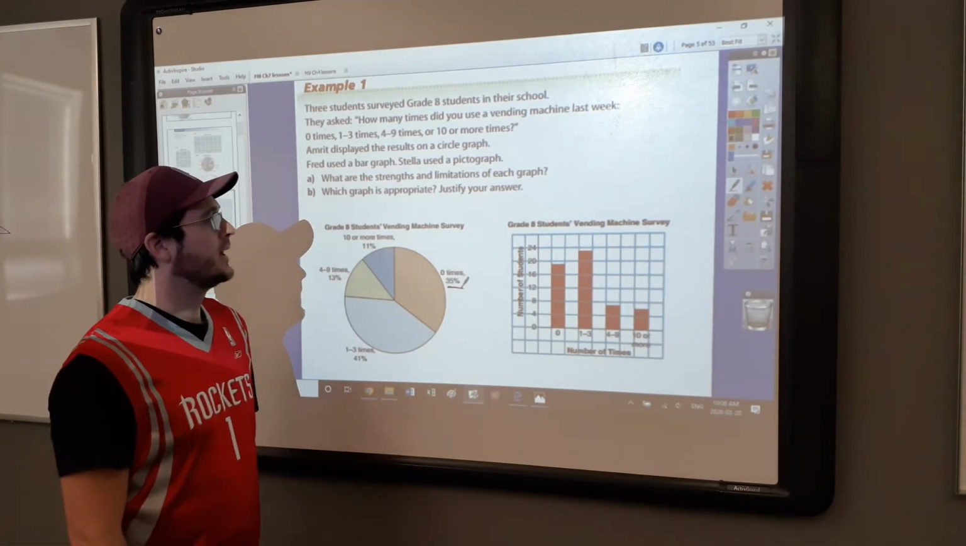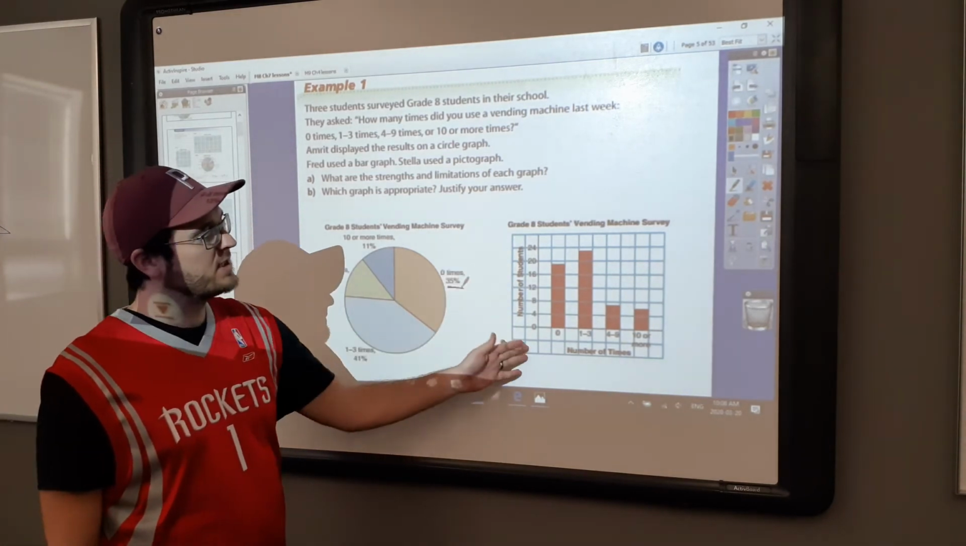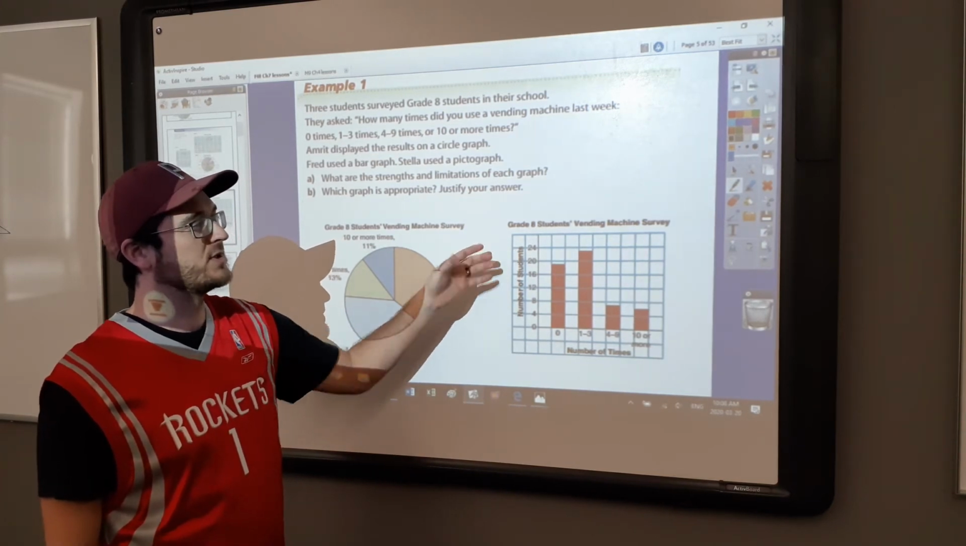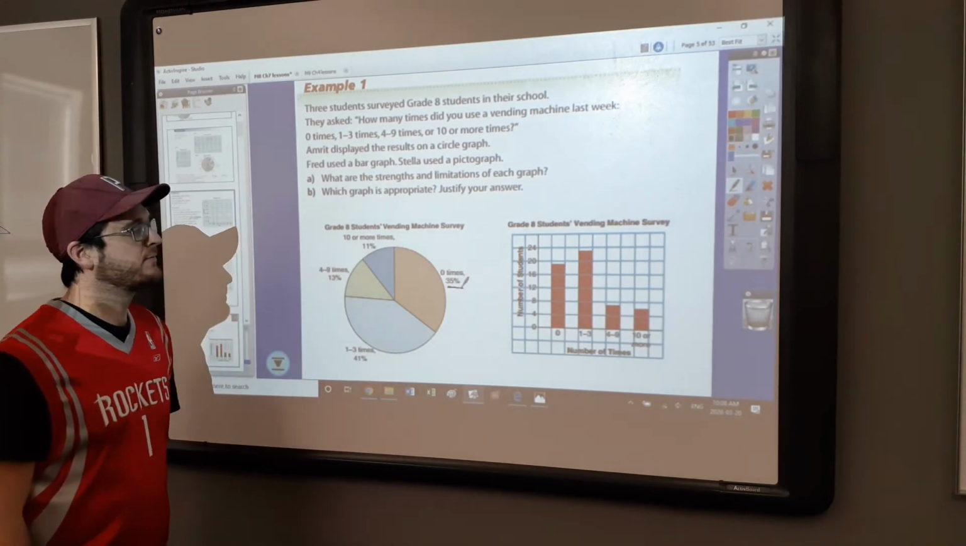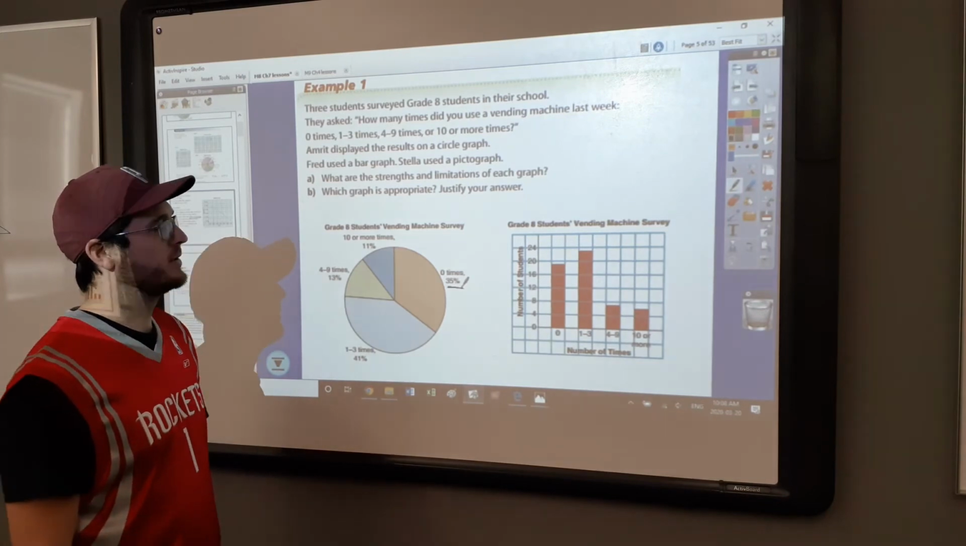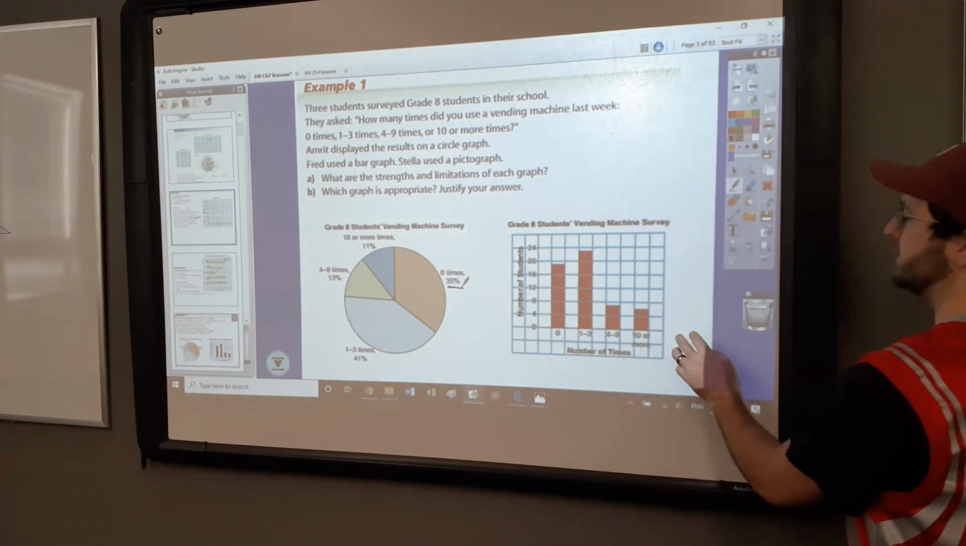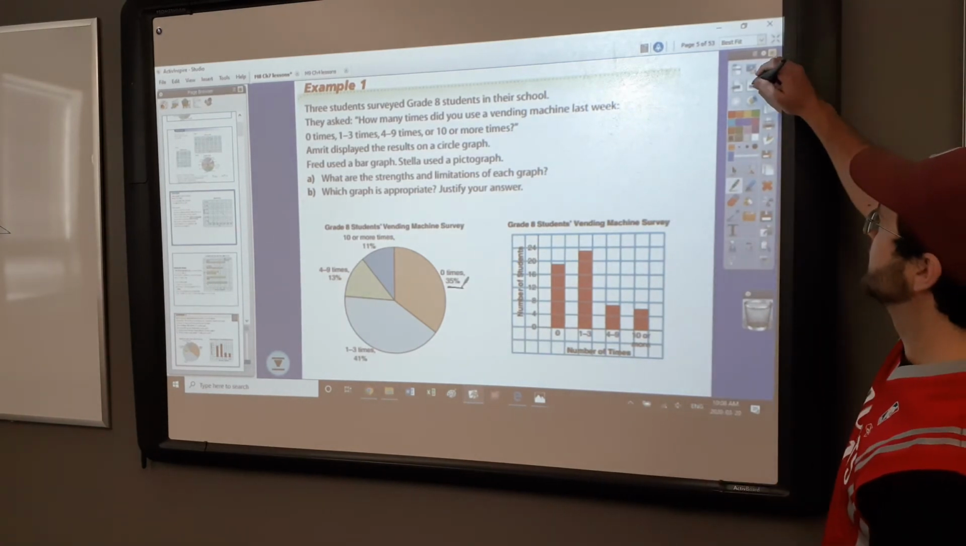Okay. Bar graphs, nice and neat. You can do it easily. You don't even need grid paper all the time. You can do a decent readable bar graph. But again, one of the limitations would be if you have a really, really big scale, it's hard to be exact. But I think for most things, bar graphs are pretty useful.